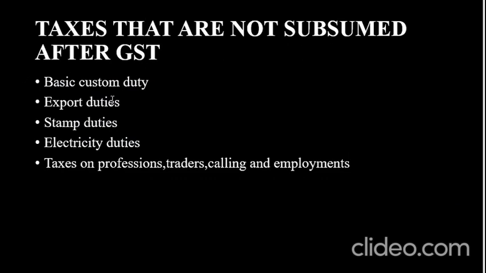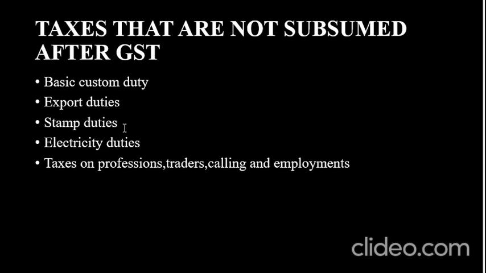These are the taxes which are still continuing after GST. The taxes still continuing after GST are basic customs duty. As you all know, customs duties are the duties charged on the imports of goods from another country. So it has still not been replaced by GST. Then export duties and stamp duties. As you all know, the export duties are always nil, and there are certain charges on certain goods when exported, which is only for the benefit of the exporter in order to safeguard his goods. Next, stamp duties.